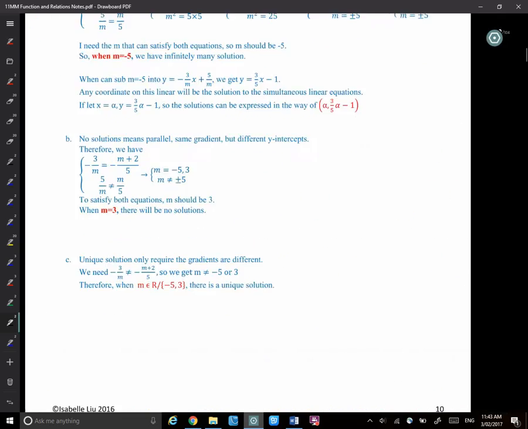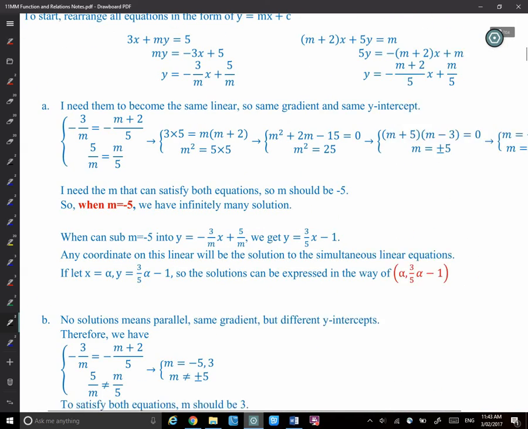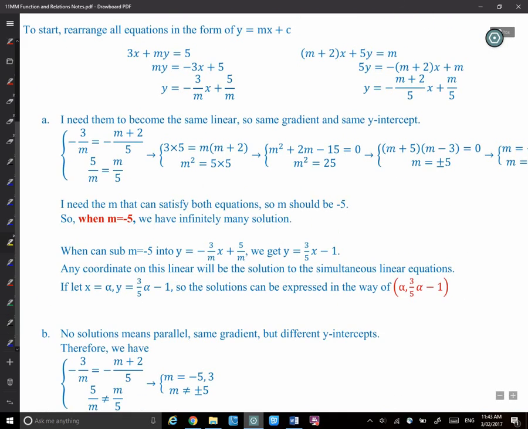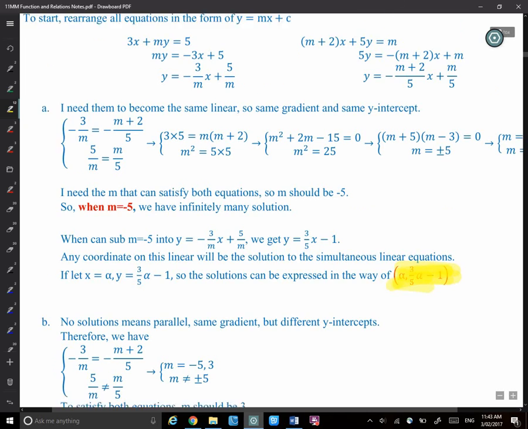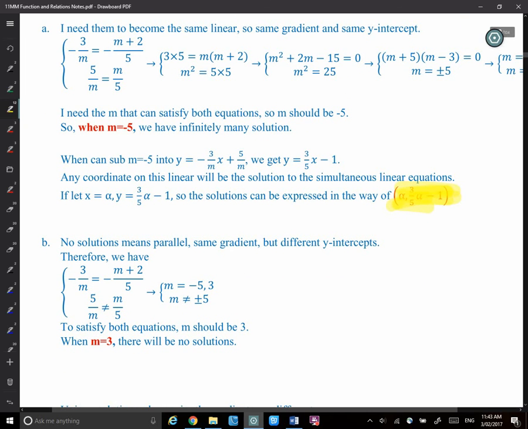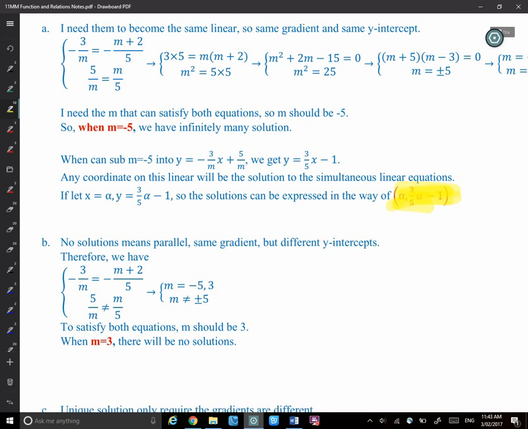You can go back here to see. Can you see that? This part uses the parameter way to represent your solution.